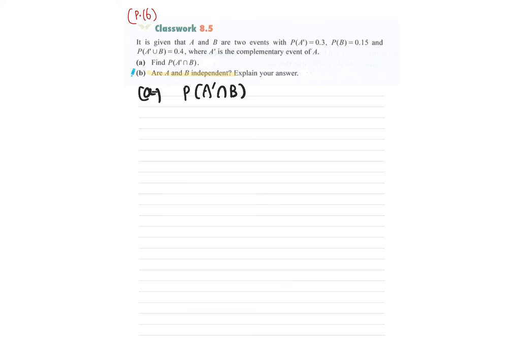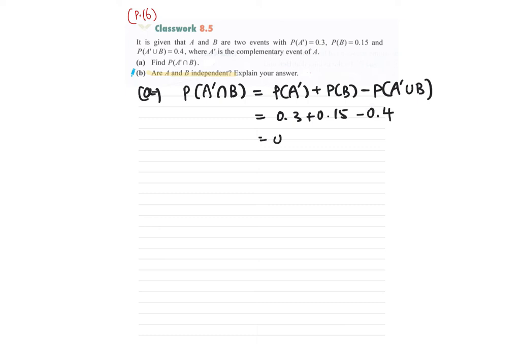So it's the probability of not A, plus the probability of B, minus the probability of not A union B. So you can find it in this way. It's 0.3 plus 0.15, and then minus 0.4. So this is 0.05 for part A.